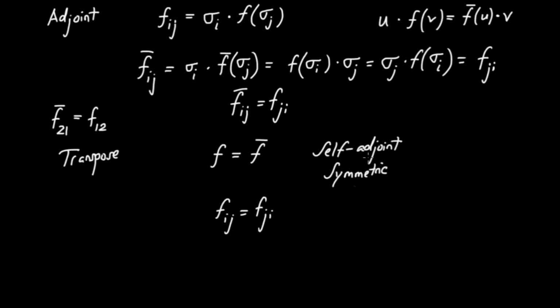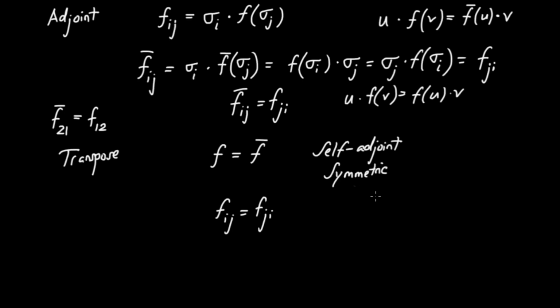Now, we may also note that if f bar is equal to f, then this equation becomes u dot f of v is equal to f of u dot v. And you can see if we have the symmetrical linear operator here, we can just move the f to operate upon that vector, and then dot it with v, as we have on the right-hand side.